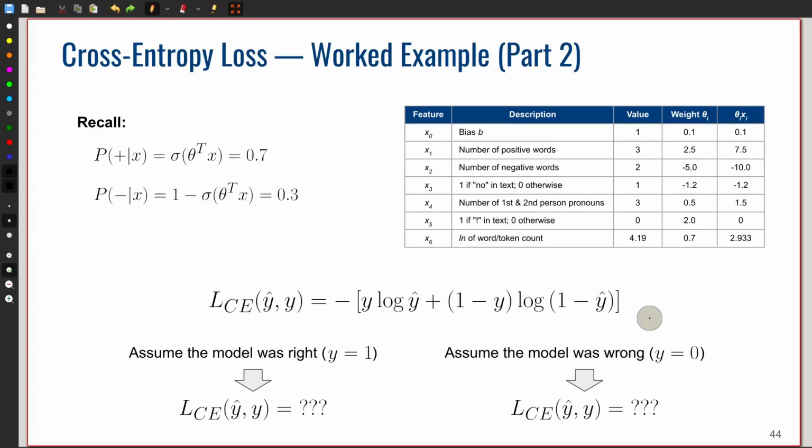Let's calculate the cross-entropy loss for our example. Recall where we left off is that we computed the probability for our movie review. Don't forget, we had X as a movie review, and we calculated that the probability for this movie review being positive is 0.7, and since the probability of being negative is 1 minus this value, 0.3.